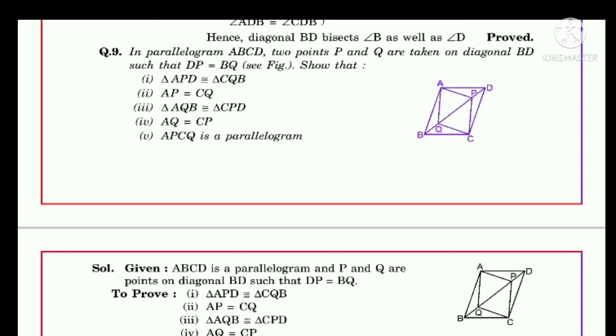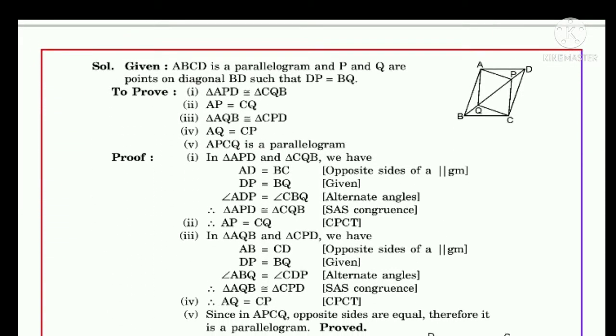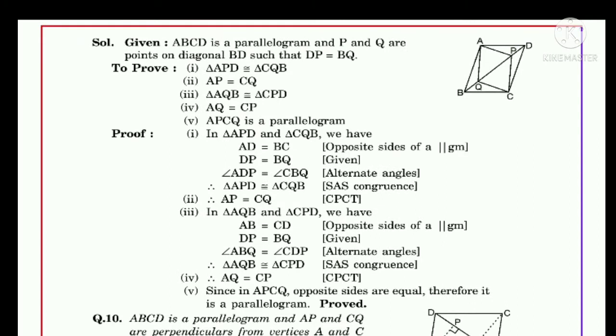First of all, given ABCD is a parallelogram. So in case of a parallelogram, what we know is opposite sides are equal and parallel, isn't it? So now let's see how we can start. First of all, whatever is given we have to write. Parallelogram is given, P and Q are points on the diagonal BD, so that's why BP equal to BQ. These two are equal, we write. Now we need to prove these 5 conditions.